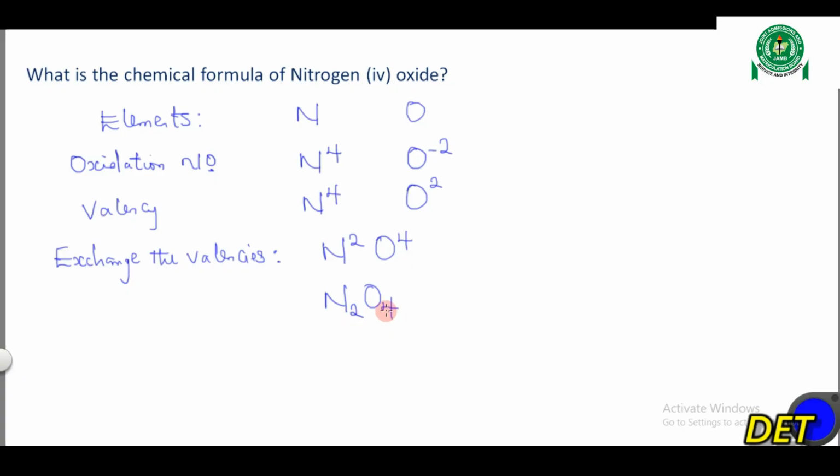2 is a factor of 4, and so they can cancel out, right? So 2 here is 1. 4 divided by 2 is 2. So what I have here is 1 times N, which will give me what? N. And then O times 2 will give me what? O2, right? So therefore, the chemical formula of nitrogen 4 oxide is NO2. NO2, right? So this is very simple.